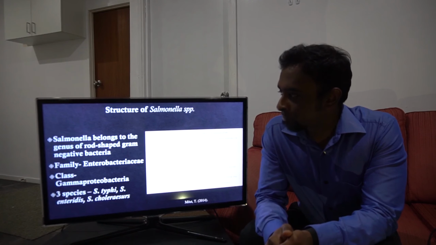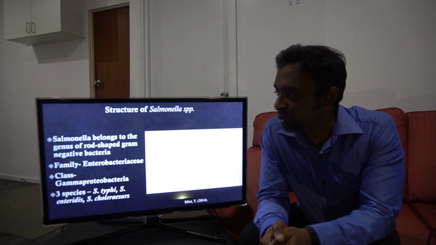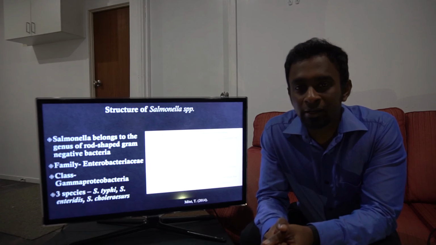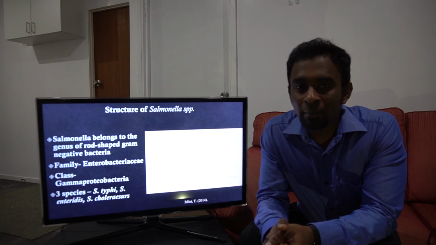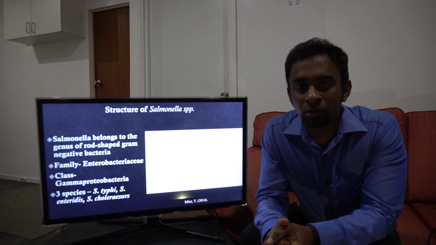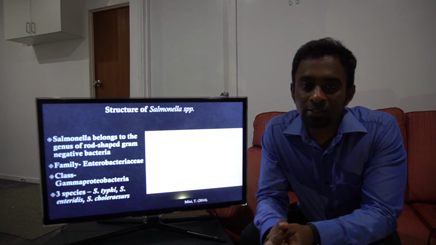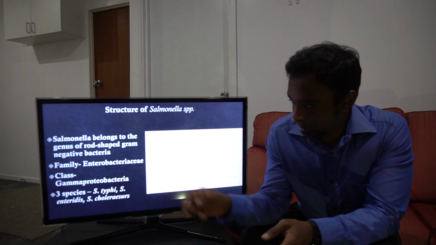Structure of Salmonella bacteria. Salmonella belongs to the genus of rod-shaped gram-negative bacteria. Salmonella is a rod-shaped bacteria. Also, it is a gram-negative bacteria. The family belongs to Enterobacteriaceae, and the class is Gamma Proteobacteria. There are three types of species. The first one is S. typhi, the second one is Enteritidis, and the third one is Choleraesuis.